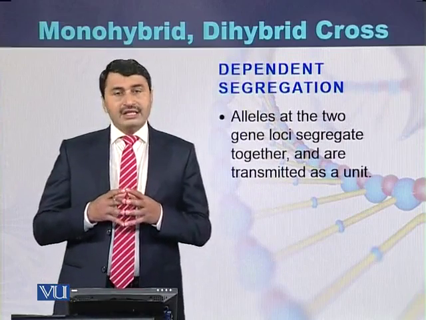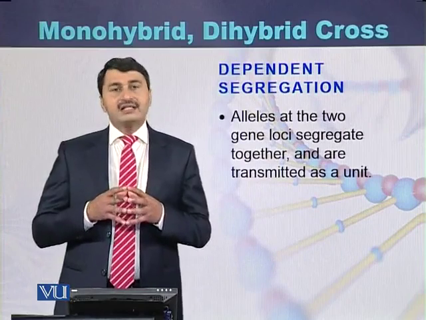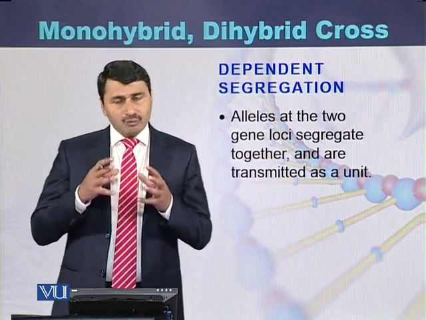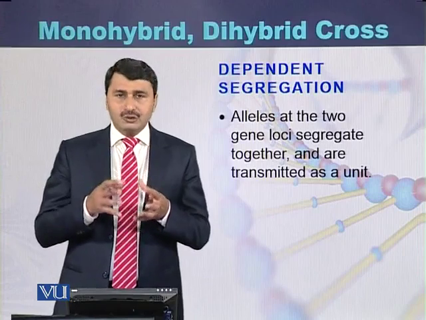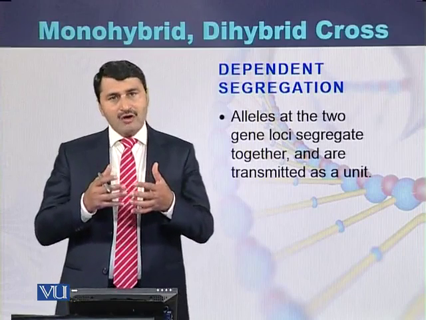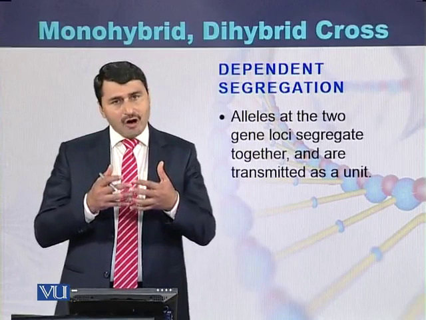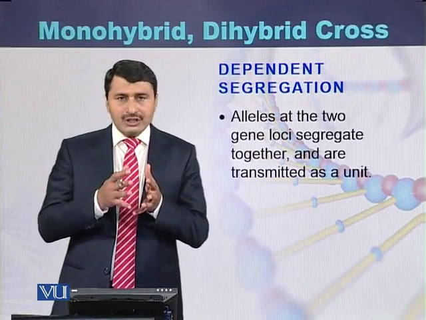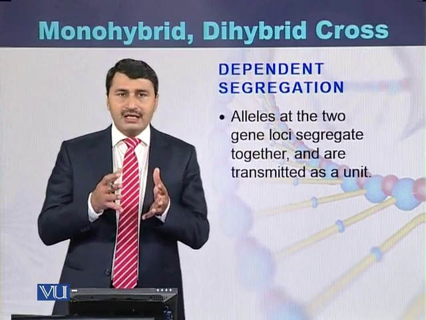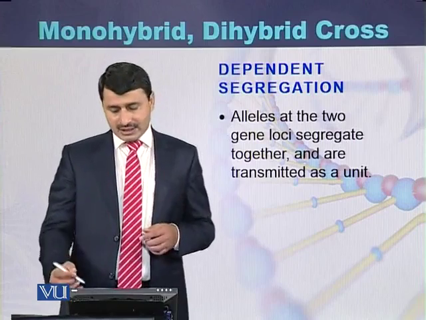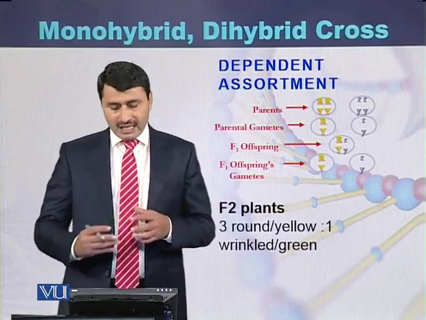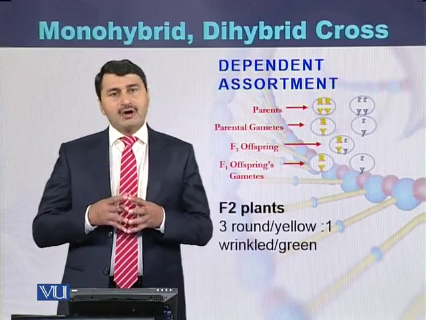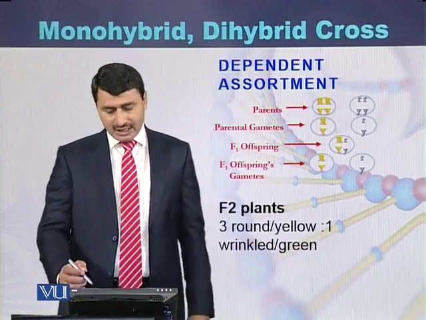As a result, if there is dependent segregation, then both the alleles should segregate as a unit. They should transfer from the parents to the offspring as a unit. They should not segregate independently. Here is the example of dependent segregation.